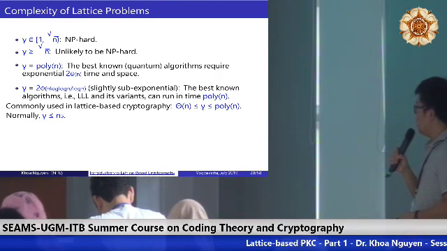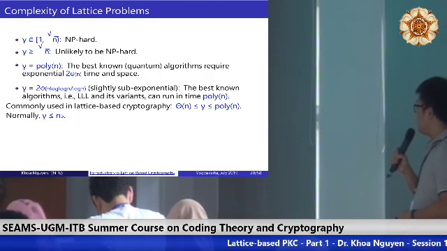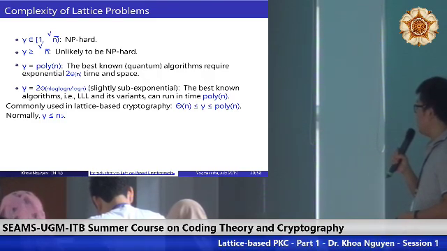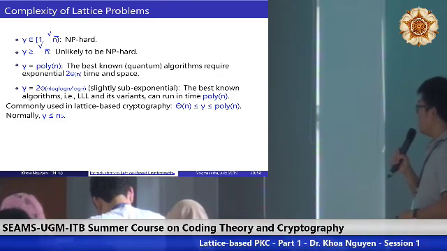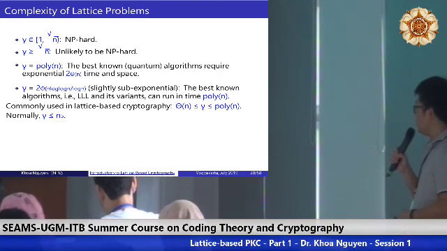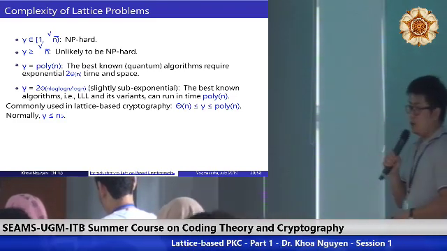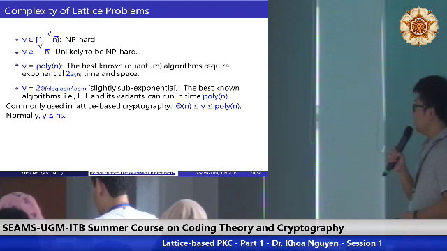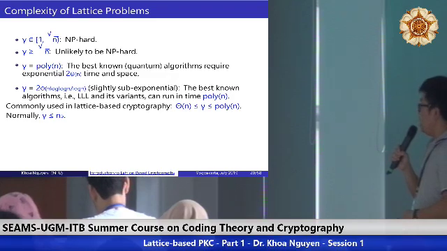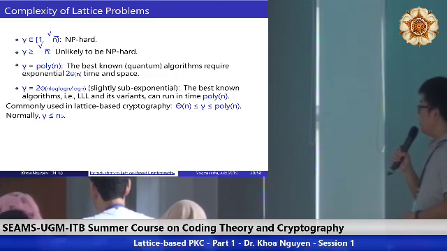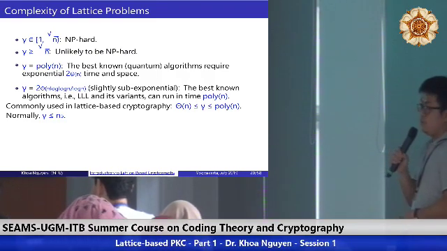However, when gamma increases to this kind of level, which is slightly sub-exponential, so 2 to the power theta of n log n over log n. So it's less than theta of n, right? Asymptotically, so it's slightly sub-exponential. Then we know some classical algorithms, for example LLL, the Lenstra-Lenstra-Lovász lattice reduction, and some of its improved variants that can solve the lattice problem for this parameter gamma within polynomial time.